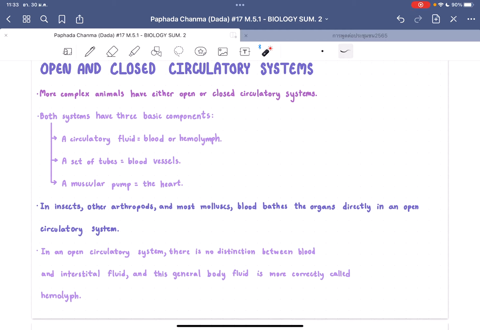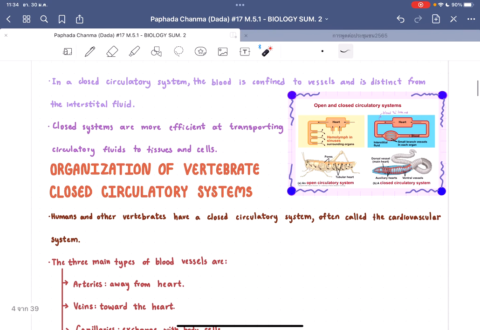In insects, other arthropods and most mollusks, blood bathes the organs directly in an open circulatory system. In an open circulatory system, there is no distinction between blood and interstitial fluid, and this general body fluid is more correctly called hemolymph. In a closed circulatory system, the blood is confined to vessels and is distinct from the interstitial fluid. Closed systems are most efficient at transporting circulatory fluid to tissues and cells.